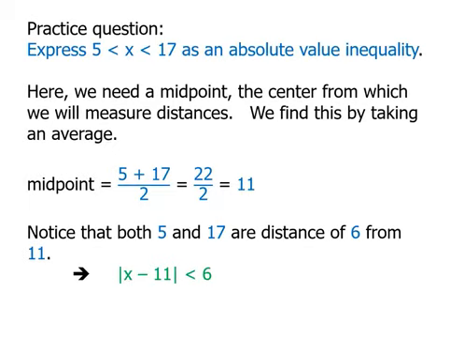And so we'd write this as the distance from 11 is less than 6. In other words, we could go all the way up approaching 17, but we can't actually get to 17 because this is a less than sign, not less than or equal to. And so that's why we have a less than sign here, not less than or equal to. Again, this ordinary inequality and this absolute value inequality state the same information.